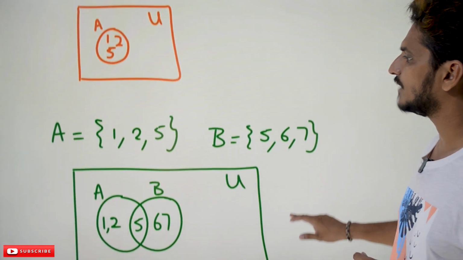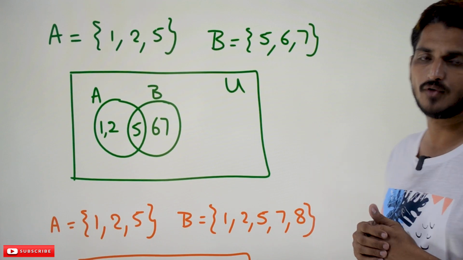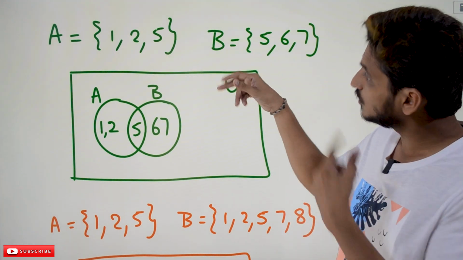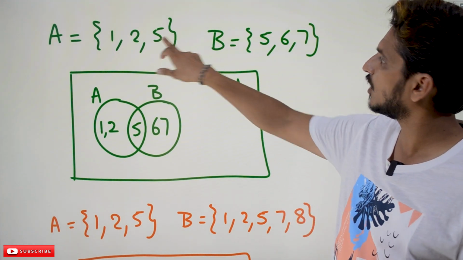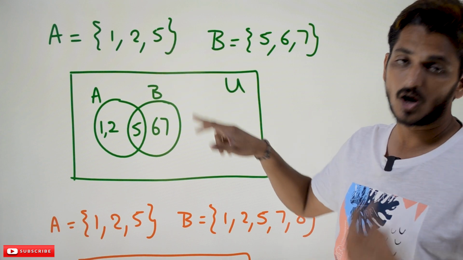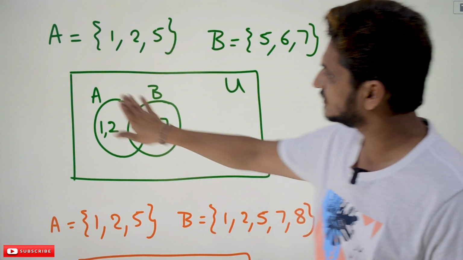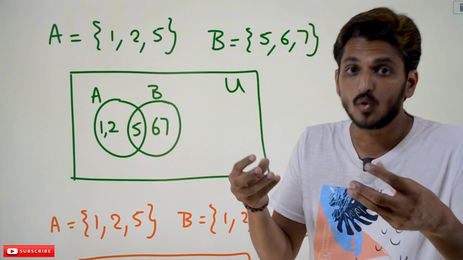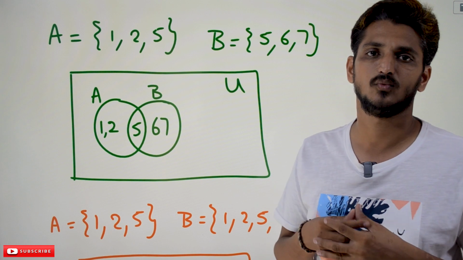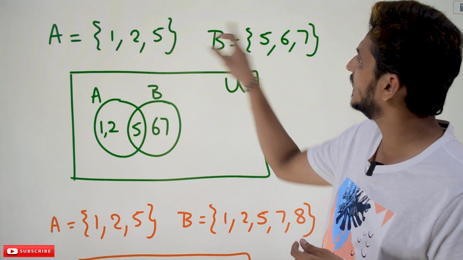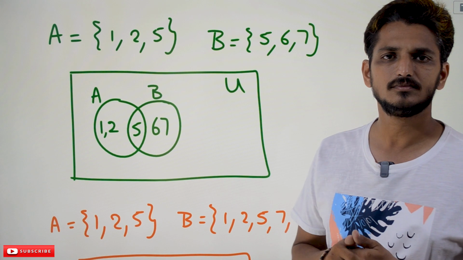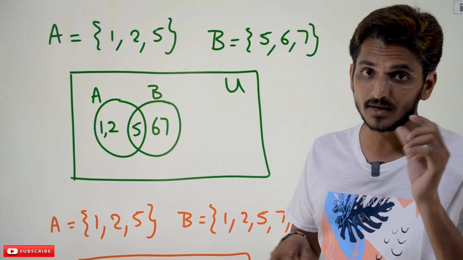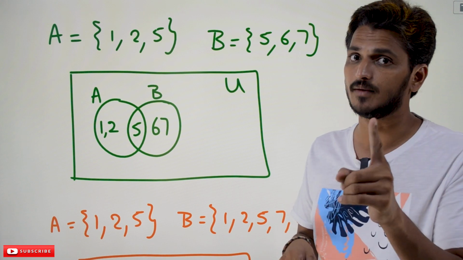Now coming to the next example, take two sets. A is equal to {1, 2, 5}. B is equal to {5, 6, 7}. By looking at these two sets, do you have any common elements? Yes, we have the common element 5. So how do we represent this? This circle is set A, and this circle is set B. We are going to overlap these two circles. Why? Because we have a common element. In the universal set, the element 5 is present only one time.